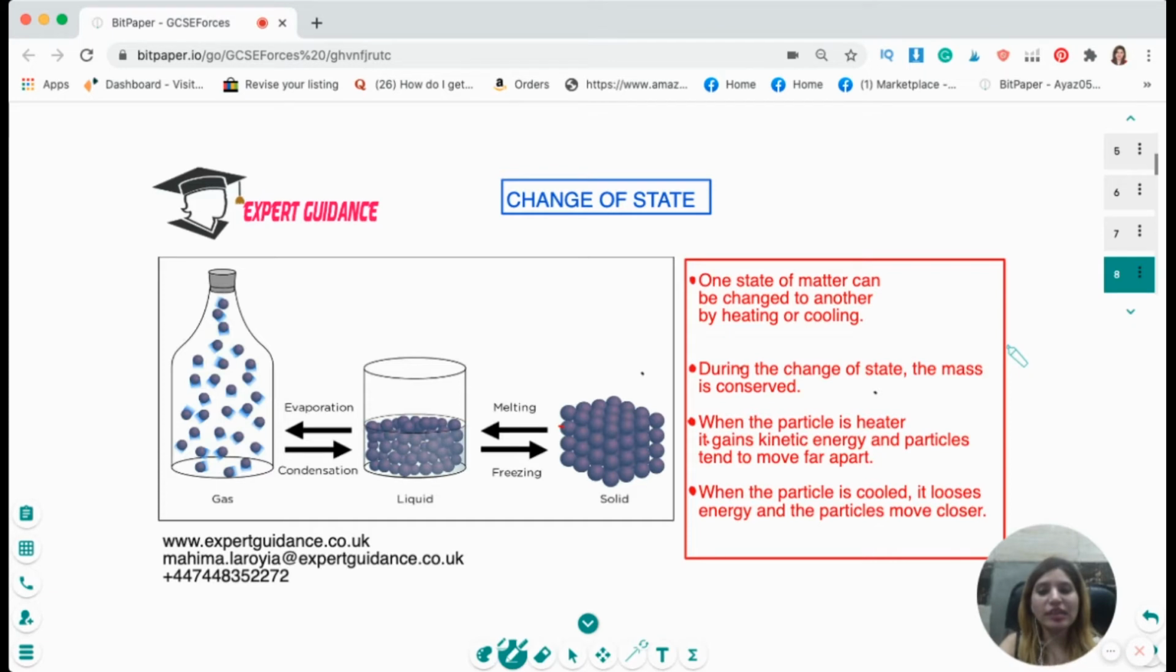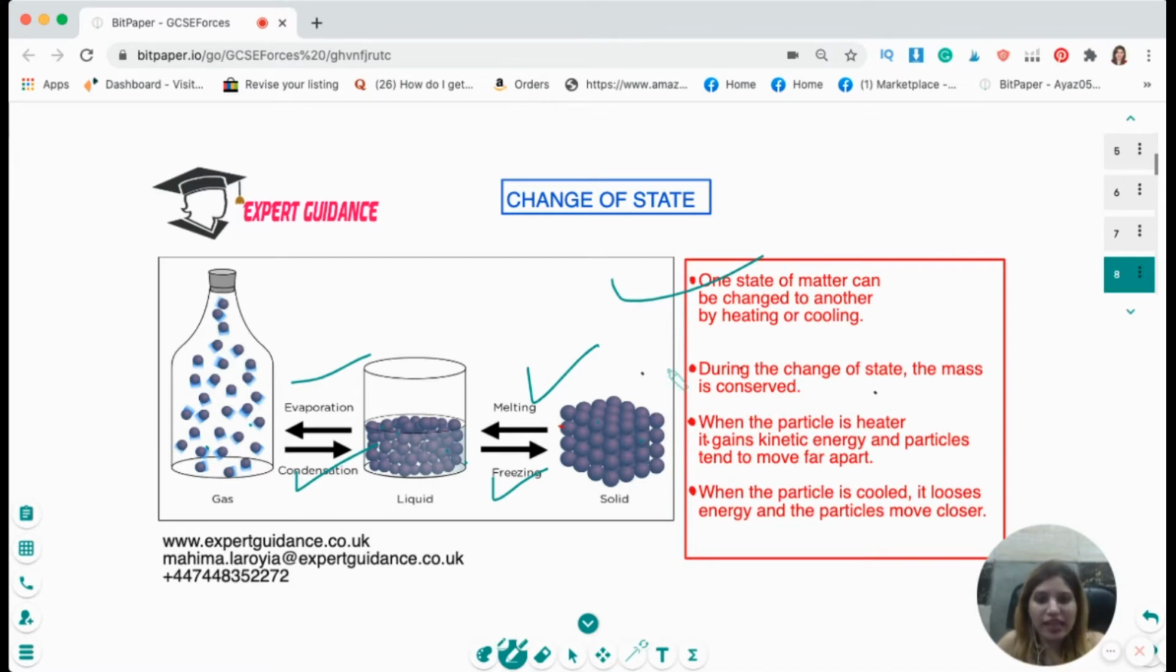Now let's see how we can change the state. So let's take an example of ice. Ice is a solid. When you melt the ice, it turns into a liquid, and when you heat the liquid, it turns into a gas. Now, when you condense the gas, it's converted into a liquid, and when you freeze the liquid, it converts into a solid. This is how we can change the state. So from solid to liquid, it is melting, but from liquid to solid, it's freezing. Liquid to gas is evaporation, and gas to liquid is condensation. One state of matter can be changed to another by heating or cooling.